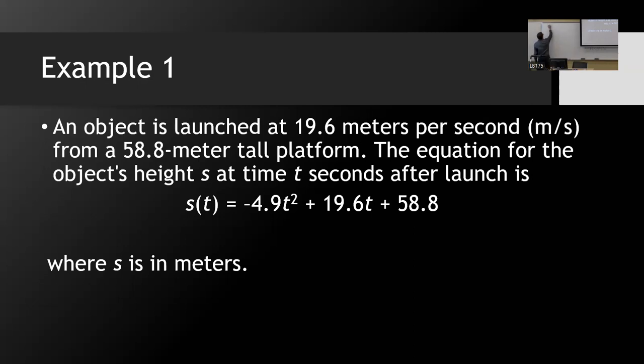So height equals negative 4.9 times t squared plus 19.6 times t plus 58.8.